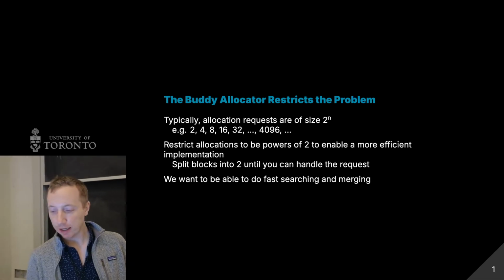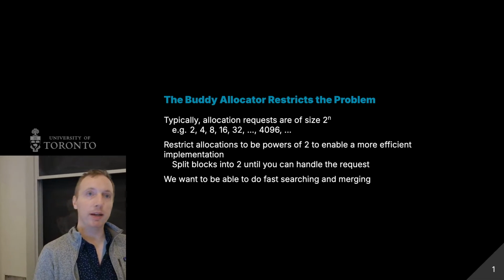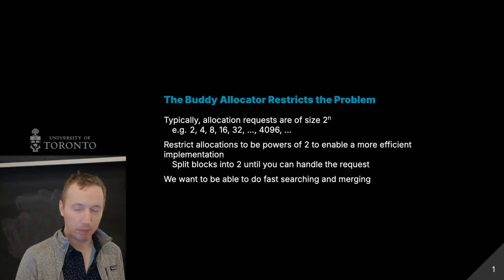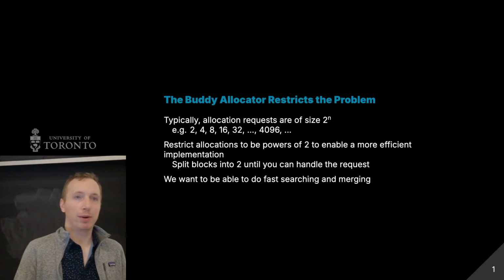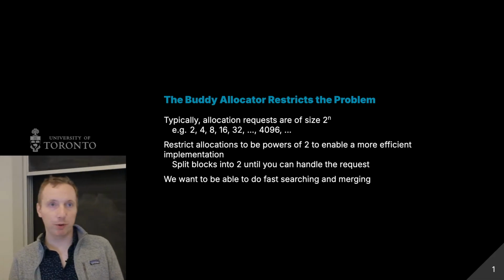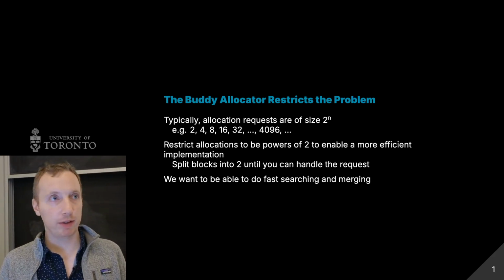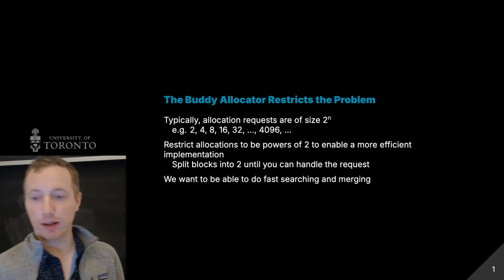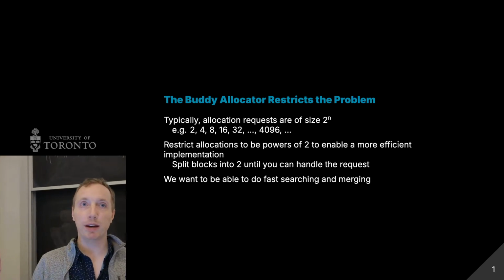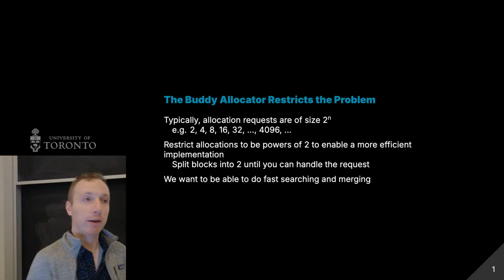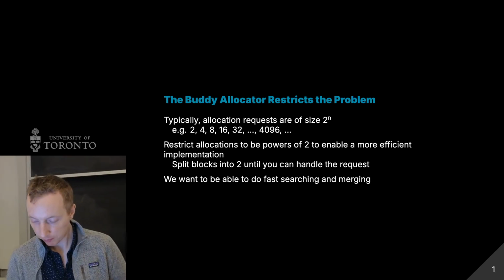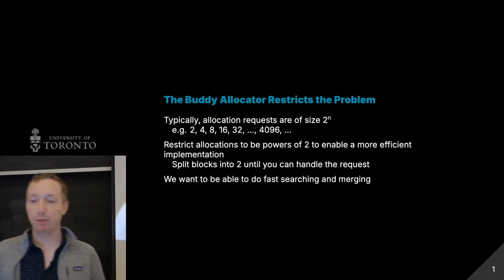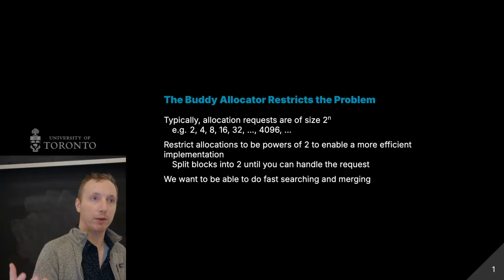So the buddy allocator restricts the problem a little bit. Typically, especially if you're the kernel, allocation requests will be powers of 2 anyways, like 2 bytes, 4 bytes, 8 bytes, 16 bytes, 32 bytes, maybe the size of a page. So what the buddy allocator does is restrict allocations to only be powers of 2, at least internally, for a more efficient implementation. How this will work is we start off managing a huge block of memory, and we just split it into blocks of 2 until we can handle the request.